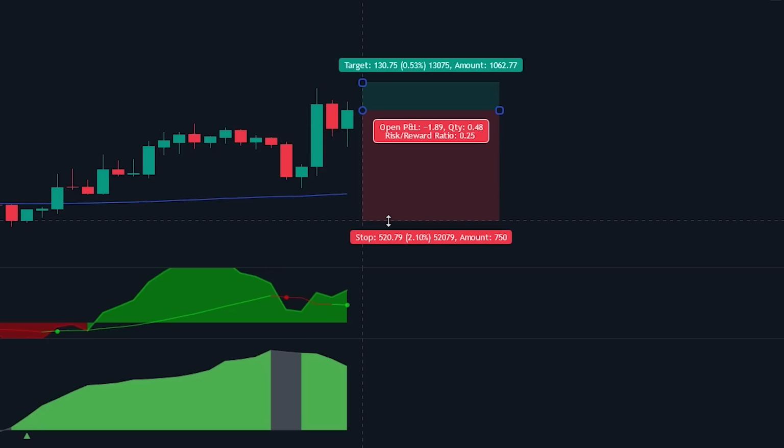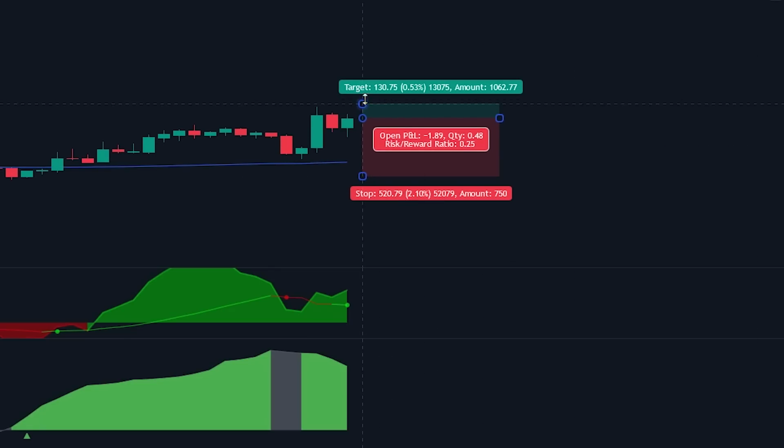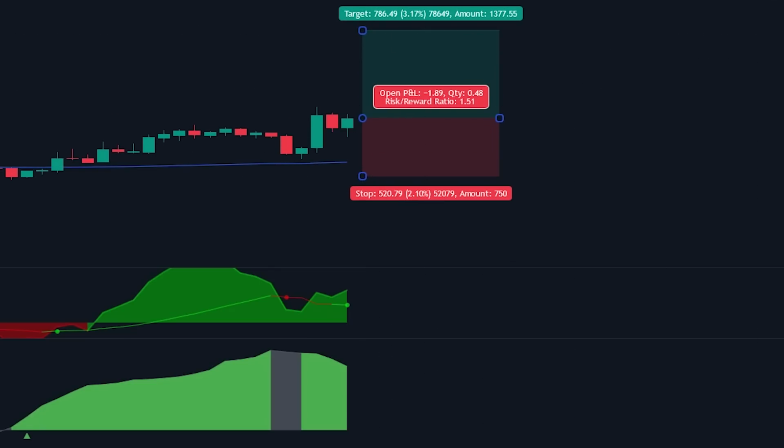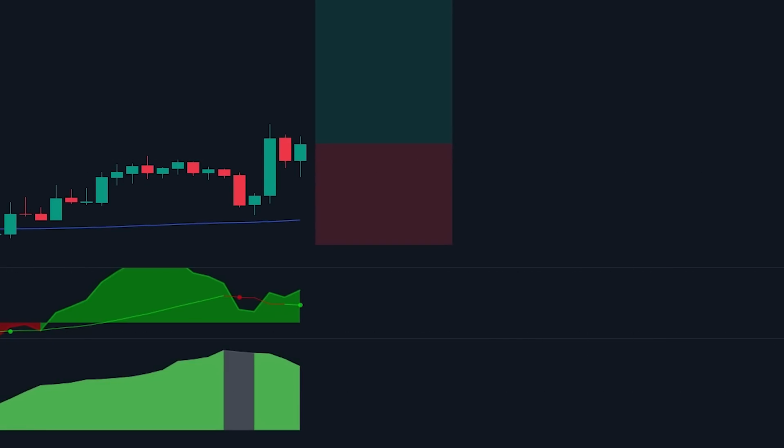We will be placing the stop loss at the recent swing low. For the take profit, we will target a 1.5 times risk to reward ratio.